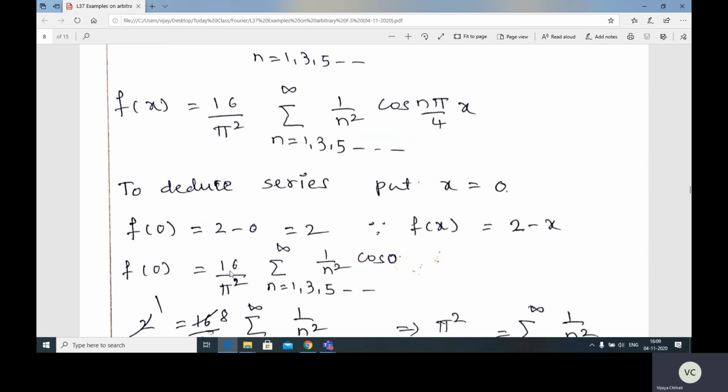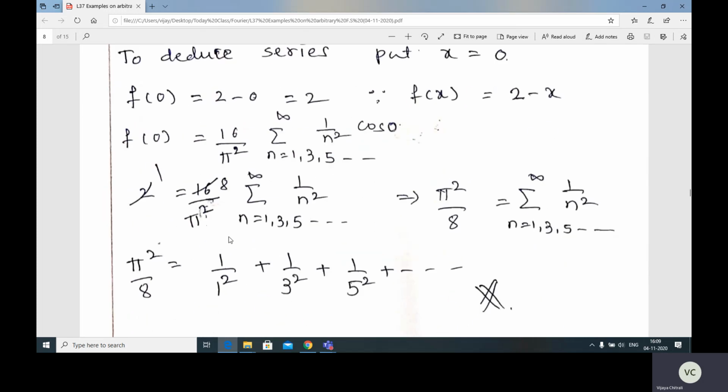Now f of 0 is equal to 16 divided by pi square, summation over odd values of n, n is equal to 1, 3, 5 up to infinity, 1 by n square cos 0. So 2 is equal to, because f of 0 is 2, 16 divided by pi square, summation of n is equal to 1, 3, 5, and so on up to infinity, 1 by n square. And 2 ones are 2, 8s are. So this gives pi square by 8 is equal to summation of n is equal to 1, 3, 5, and so on up to infinity, 1 divided by n square, right?